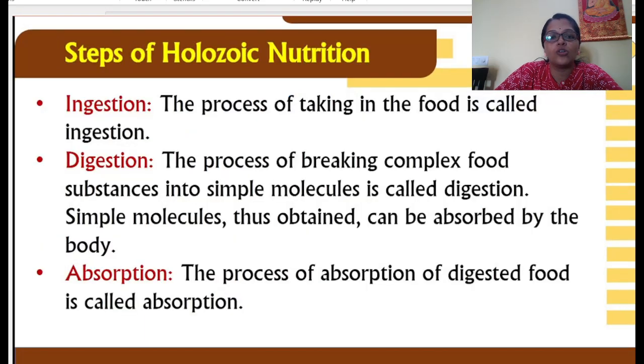Steps involved in Holozoic nutrition. There are 5 steps involved in Holozoic nutrition. What are they? Very, very important. This question is repeatedly asked. You can remember it by using a formula: ID A square E.